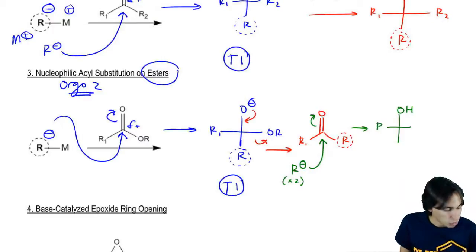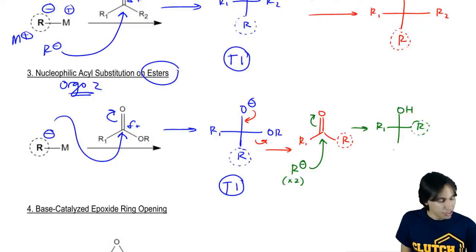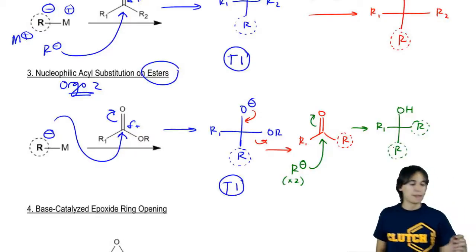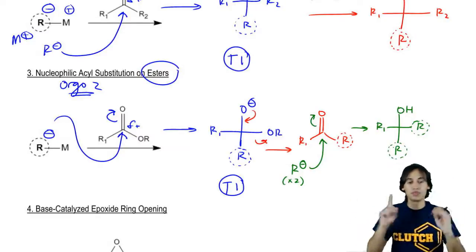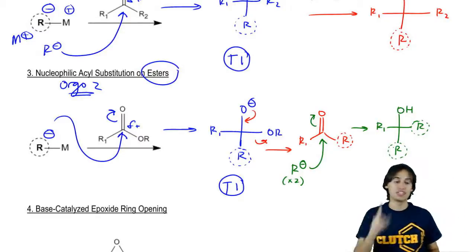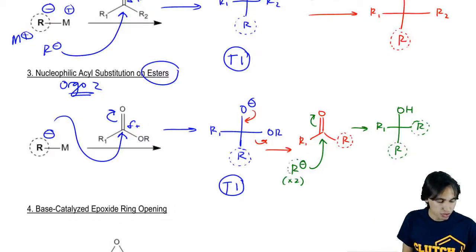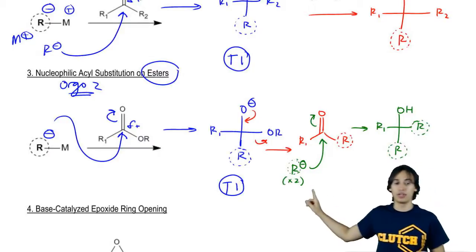Then you're going to get R1 on one side. You're going to get R on another side, and another R, because we just added two equivalents of the same R. Notice that this one was also like that because it came from the original alkyl halide.